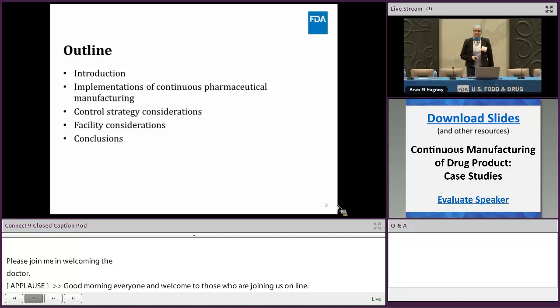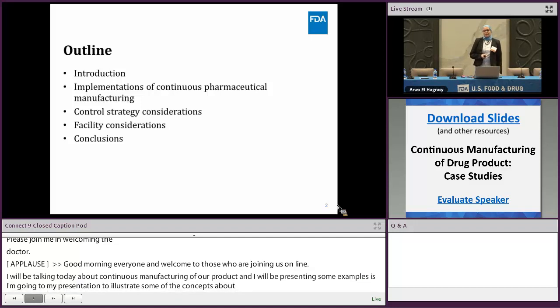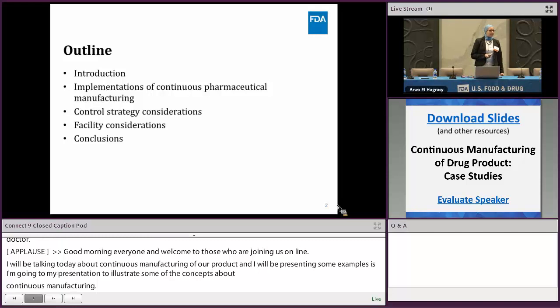This is an outline of my talk with the introduction, and then I'm going to talk about some of the unique aspects for implementation of continuous manufacturing in the pharmaceutical industry, and the control strategy considerations, which are unique for continuous manufacturing, as well as some of the facility considerations.